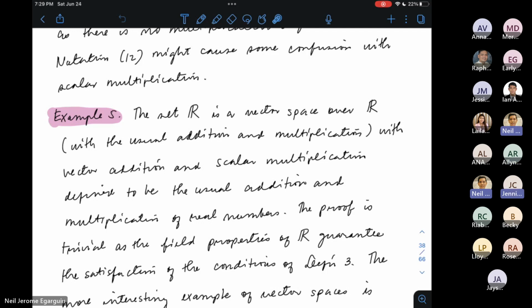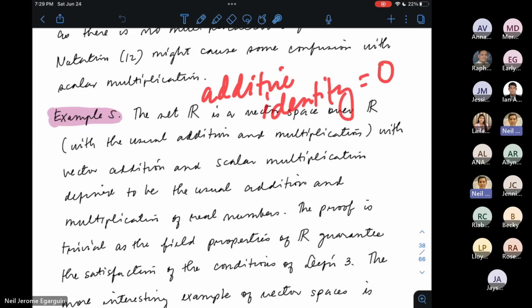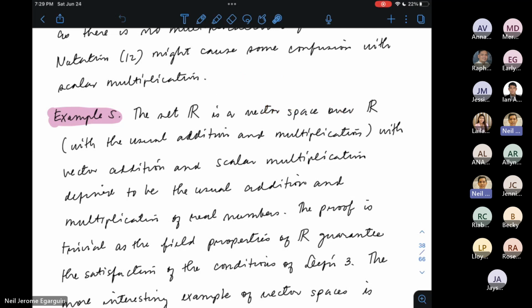So ang additive identity sa R ay 0, the real number 0. Because if you add the vector 0, which is the same as the number 0, sa isang real number, ang sagot ay yung real number pa rin na yun. So 0 is the additive identity in the field. It is also the additive identity in the vector space.